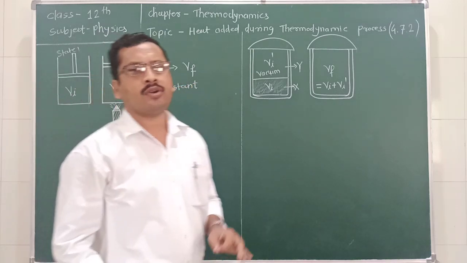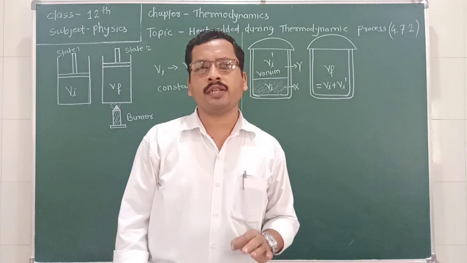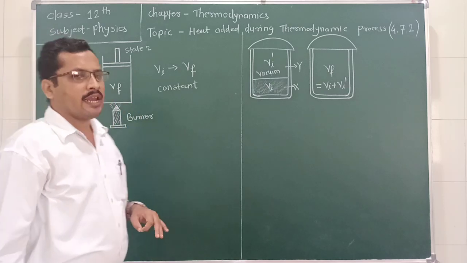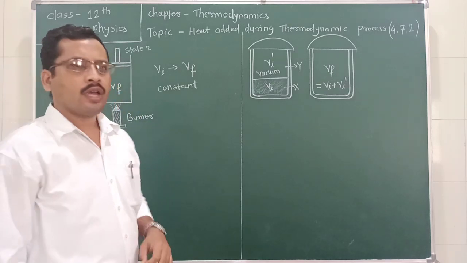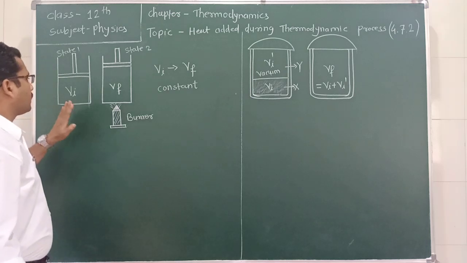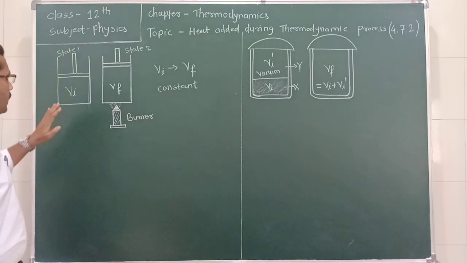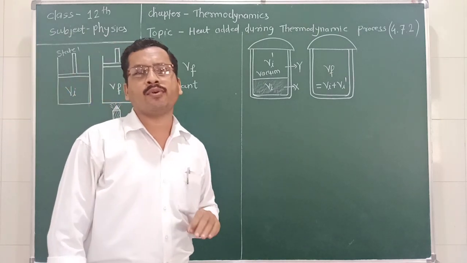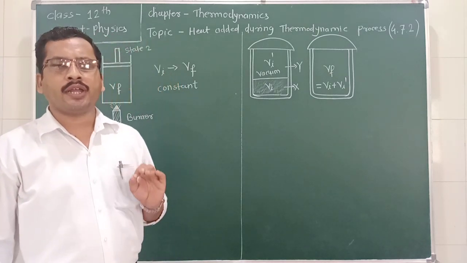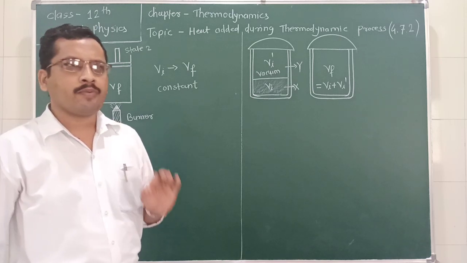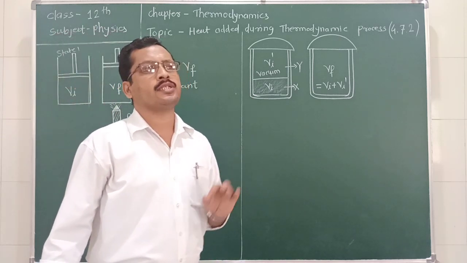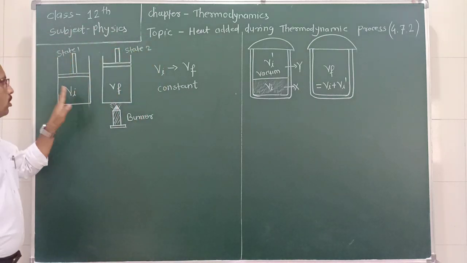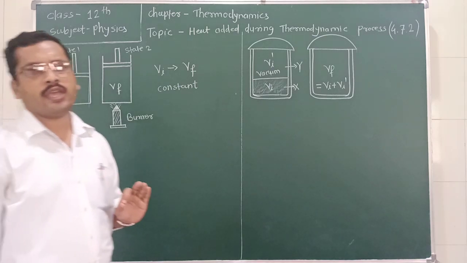So this change is an isothermal change, in which the temperature of the gas inside the cylinder remains constant. In the initial state, no heat is added to the thermodynamic process, and therefore there is no addition of internal energy, as well as no heat supplied to the system. So this is stage 1, in which the volume of the gas is equal to Vi.